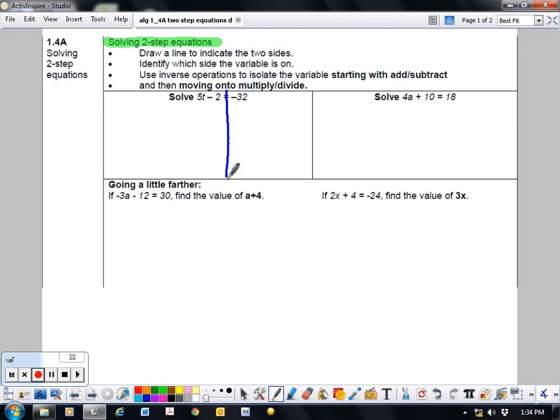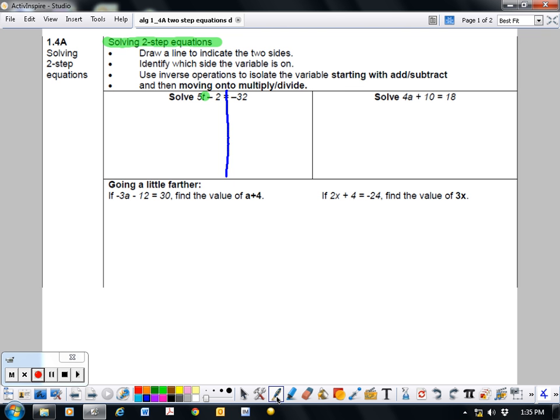I'm going to look at what side my variable is on. So I'm looking here, my variable is the letter t, and I'm going to move everything away from that t. So I've got a 5, and I've got the minus 2, and the 5 is right next to the t, so that's 5 times t. So I've got a multiplication, I've got a subtraction.